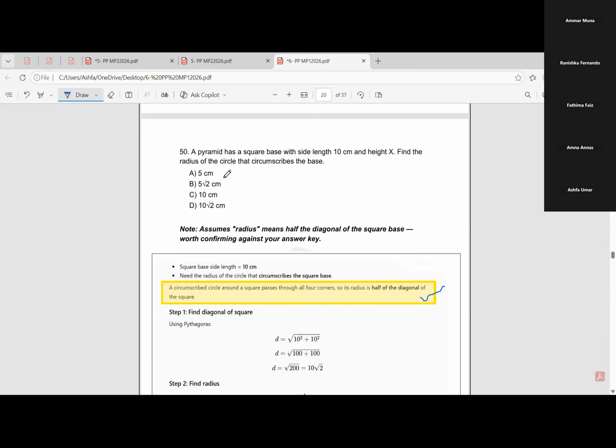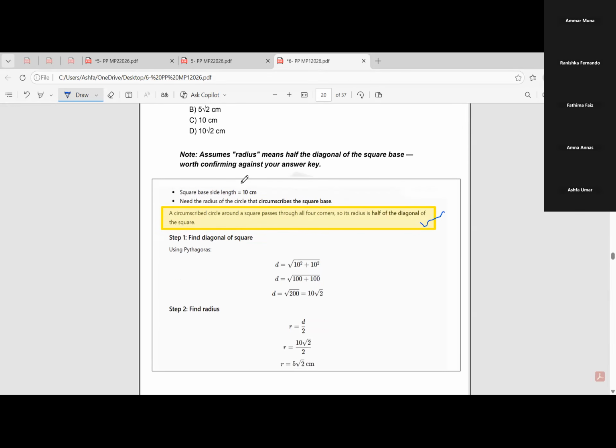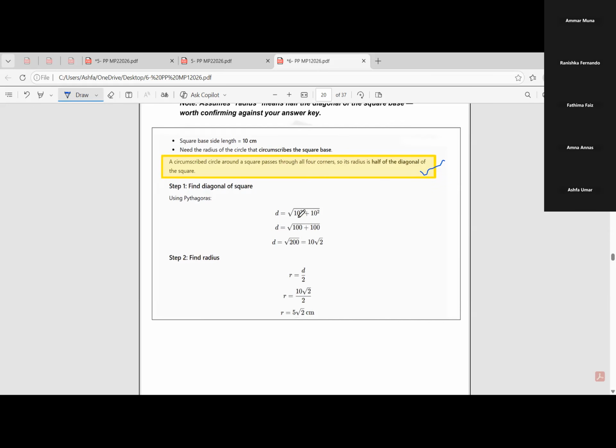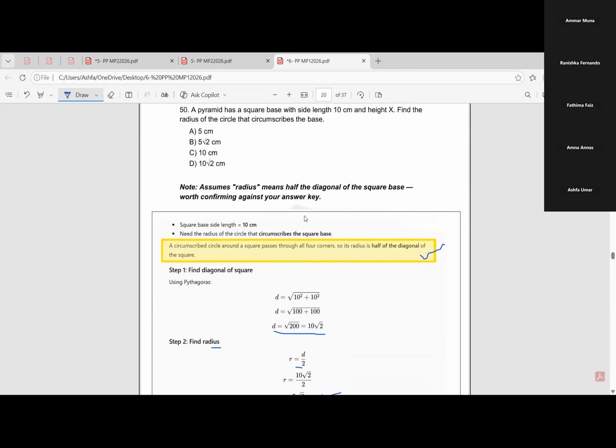Here the pyramid's height is given, but it's not necessary to solve this. As the square base side length is 10 centimeters, we have to find the radius of the circle that circumscribes the square base. We have to find the diagonal of the square, so for that we use the Pythagoras theorem. Then you can get the diagonal, and the radius is half of the diameter, so you can get the radius of the circle.